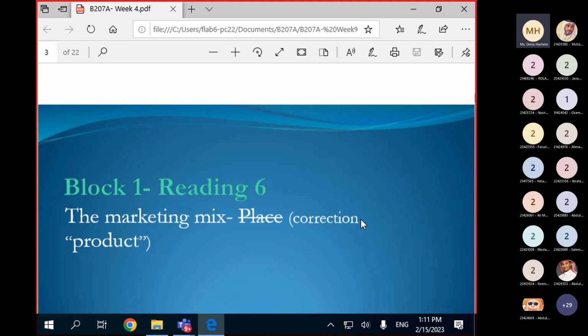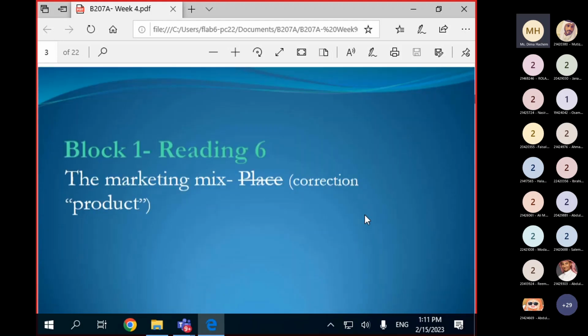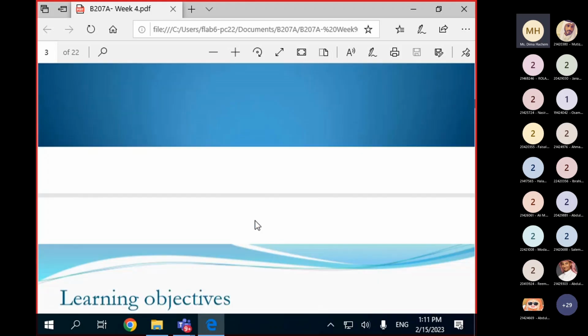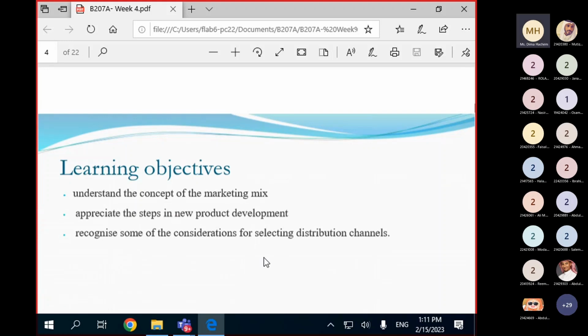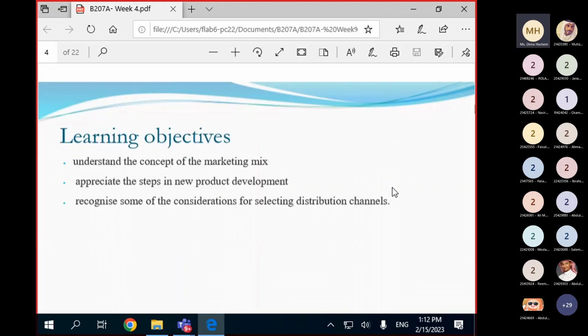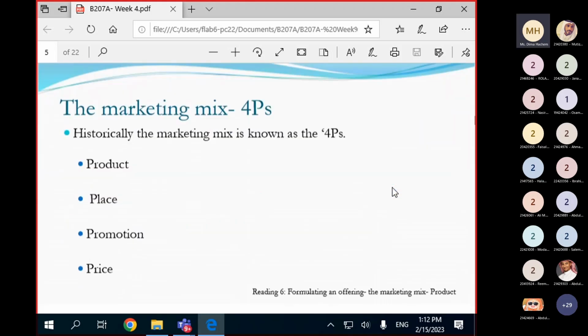In this chapter, which is reading 6, we will go through what we call the marketing mix. So we will understand the concept of marketing mix. This is the learning objective of this chapter. And we will appreciate the steps in new product development, how new products are being made. And we will recognize some of the considerations for selecting distribution channels. This is about this week's lesson.